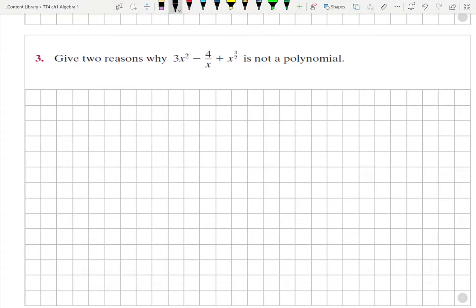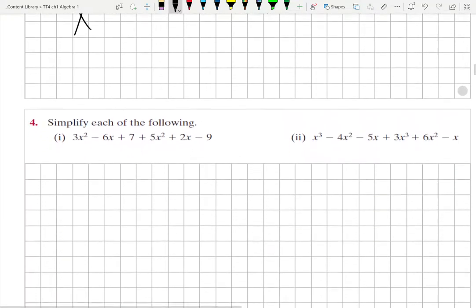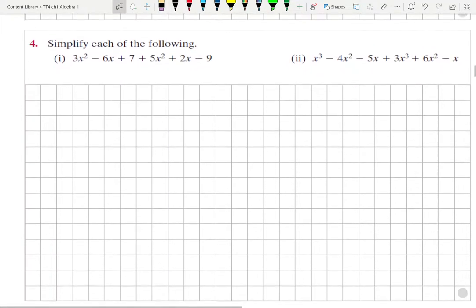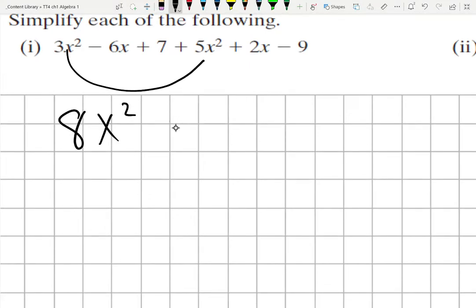This is not a polynomial because there's a 1 over x term, which is not allowed, and there's an x to the 3 over 2 term. Neither of them are positive whole number powers. So to simplify is to group terms, and it's good manners to put them in descending powers, which we've done.